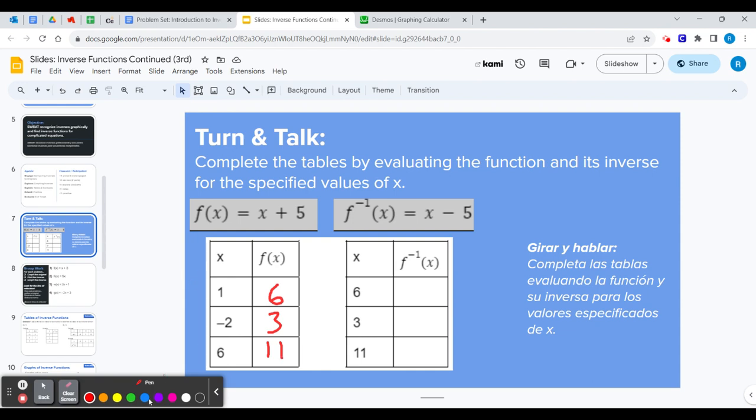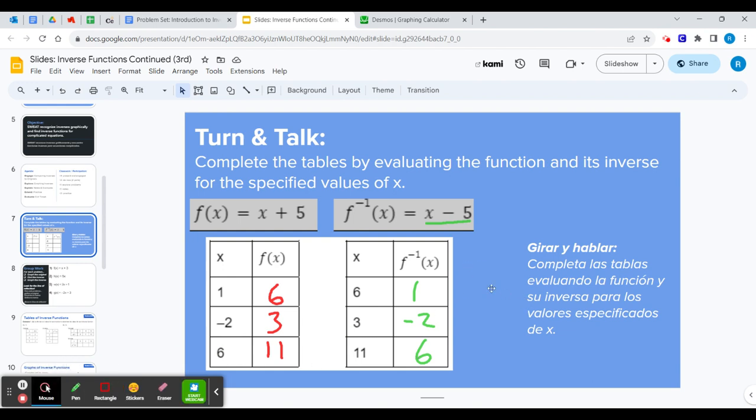Now, if we calculate this new table of values for our inverse function, this x minus 5, this is where we'll plug our x value into our inverse function. We'll get 6 minus 5 is 1. 3 minus 5 is negative 2. And 11 minus 5 is 6.